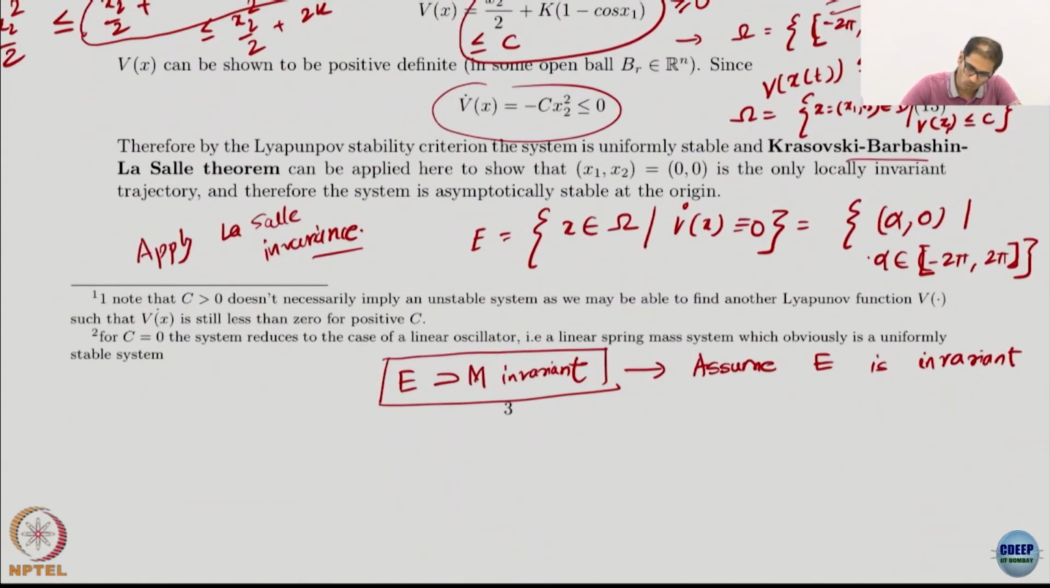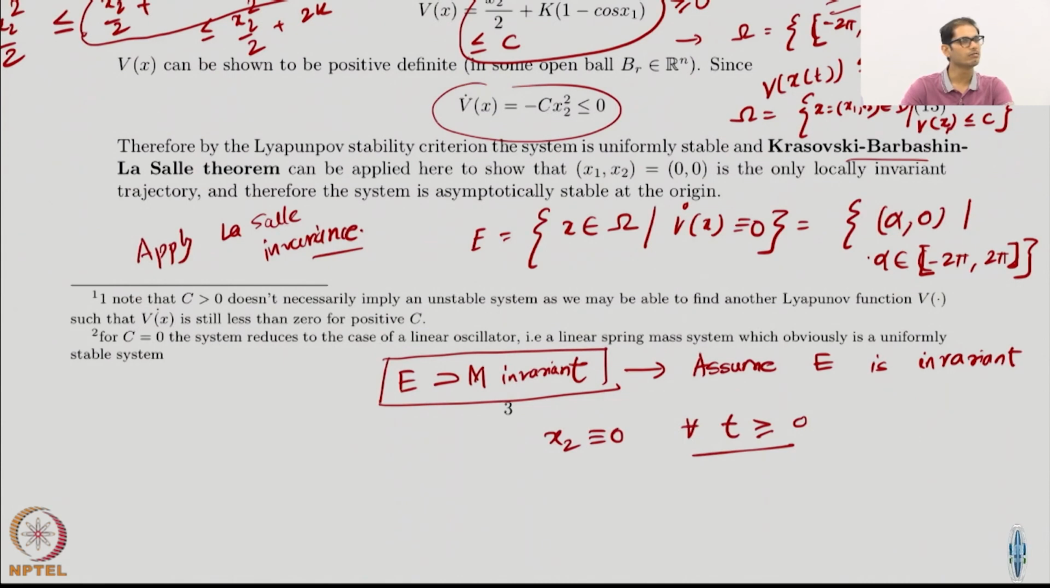But look at the interesting thing. What is the set E? It is this. Now the first term could be a continuous quantity. It can take any value between minus 2 pi and 2 pi, so I can't conclude too much about it. But we use the fact that the second term, x2, has to be 0, is fixed. So for me to remain inside E, I need x2 to be identically 0.